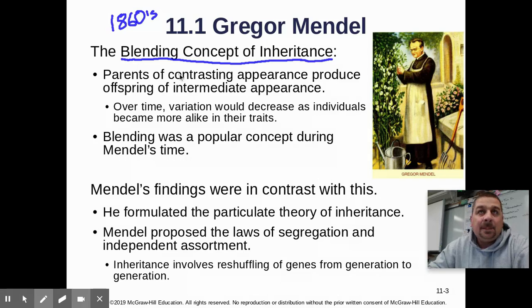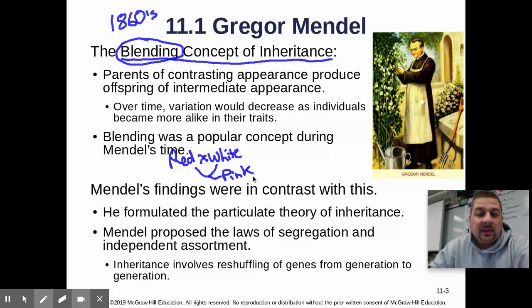Kind of the popular way of thinking during Mendel's time was this blending theory. And that's just if you cross a red flower with a white flower, you get a blend, you get pink flowers. Okay? So it was kind of an intermediate type trait or a blend or a mix of the two parents.